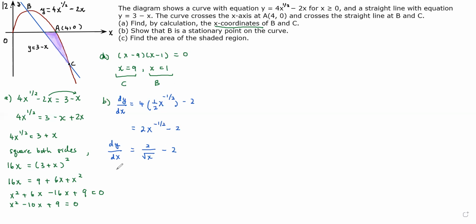At B, the x coordinate is 1, so we evaluate dy/dx at x equals 1. That is 2 over square root 1 minus 2, which is 2 minus 2, which is 0. Therefore, we say that B is a stationary point on the curve.